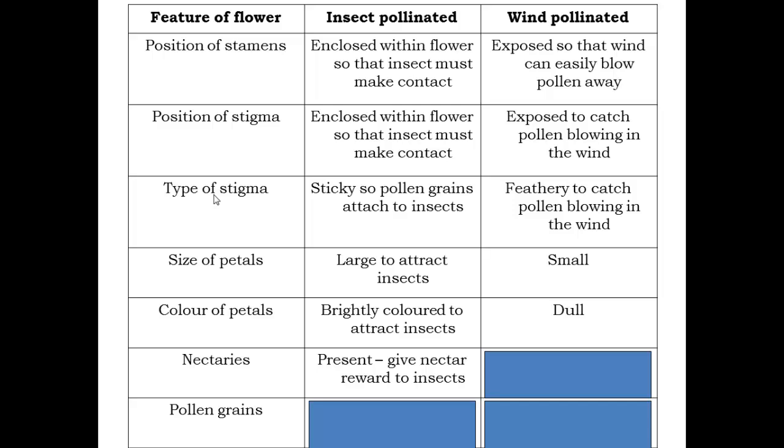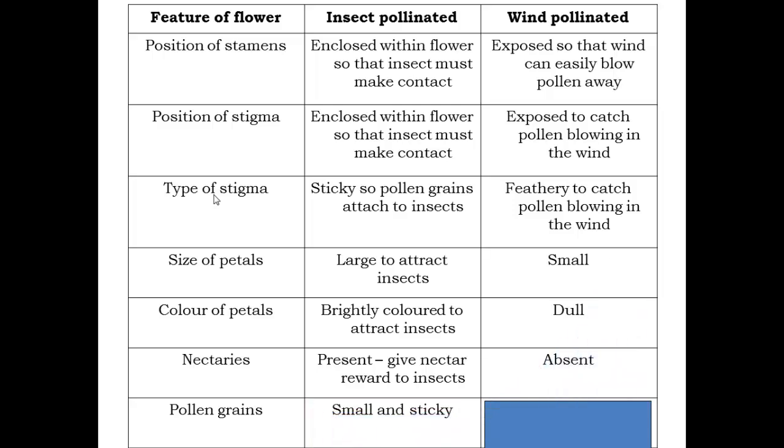Nectaries will only ever be present in insect-pollinated flowers and will never be present in wind-pollinated flowers. They would be a total waste of resources for the plant, as it is not using insects to transfer its pollen. And the pollen grains themselves: insect-pollinated pollen is small and sticky, whereas wind-pollinated plant pollen is larger and inflated, so that the grains will be carried in the wind further.